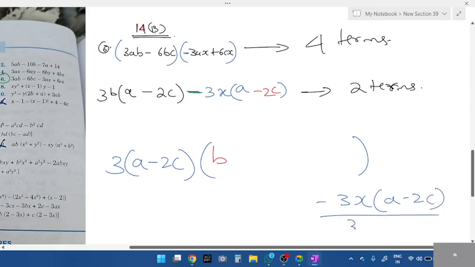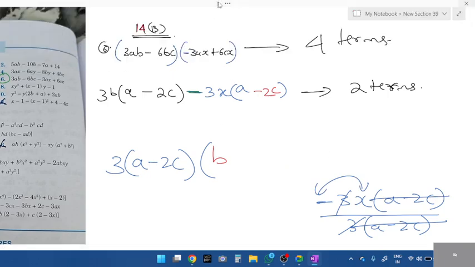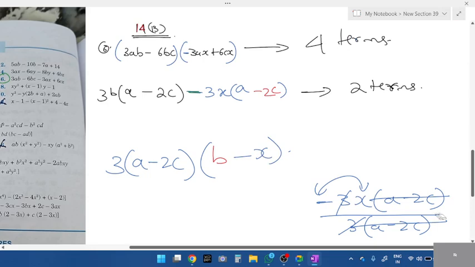Yes. What is left now? 3 and 3 gets cancelled. This bracket also gets cancelled. Minus x is left, right? Minus x. This is the final answer. Is it clear? All of you understood? Minus x. This is the answer.